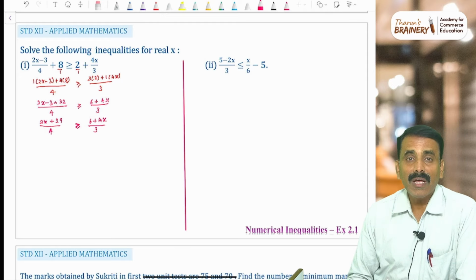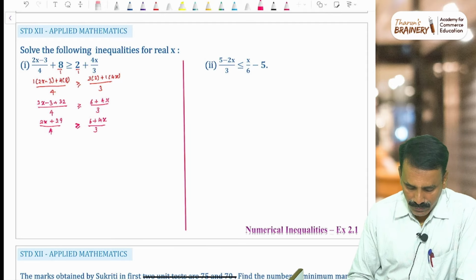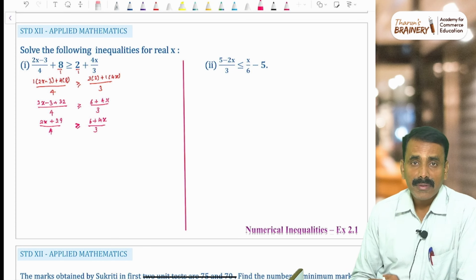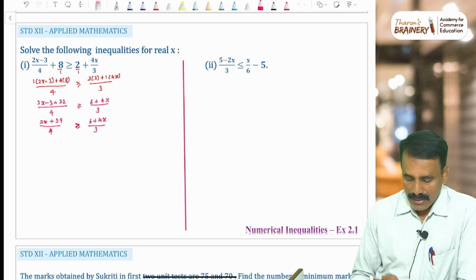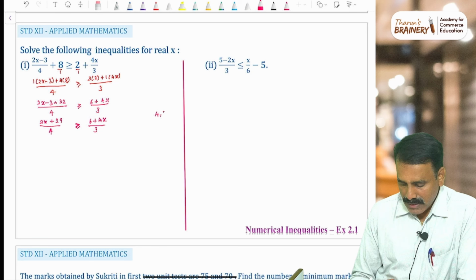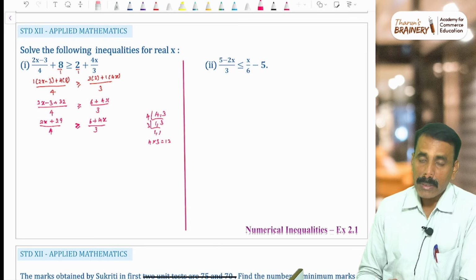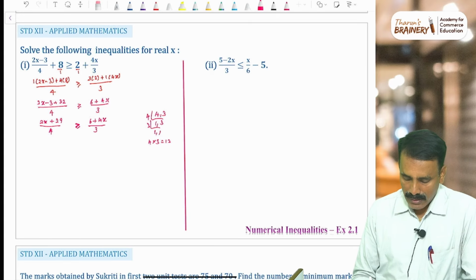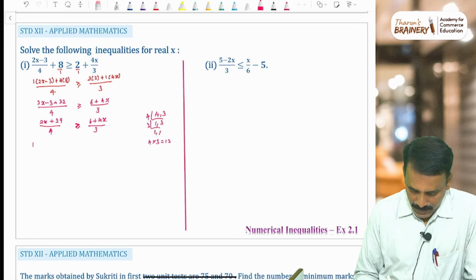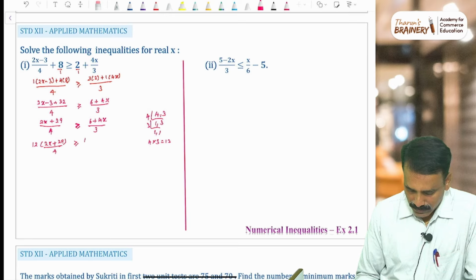Now I want to remove the denominator on both the sides. Here we are having 4 in the denominator, here I am having 3 in the denominator. So instead of doing cross multiplication, I multiply by the LCM on both sides. LCM of 4 and 3 is going to be 12. 4 into 3 is equal to 12. I multiply by 12 on both the sides. Being 12 a positive number, the inequality will not change. 12 into 2x plus 29 by 4 greater than or equal to 12 into 6 plus 4x by 3.